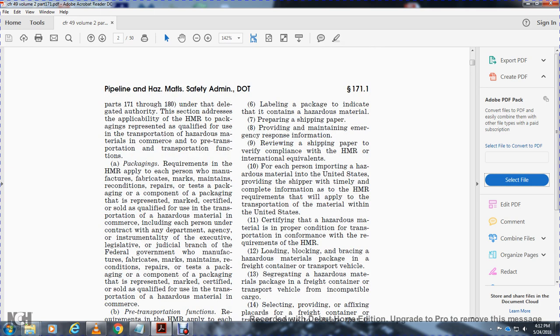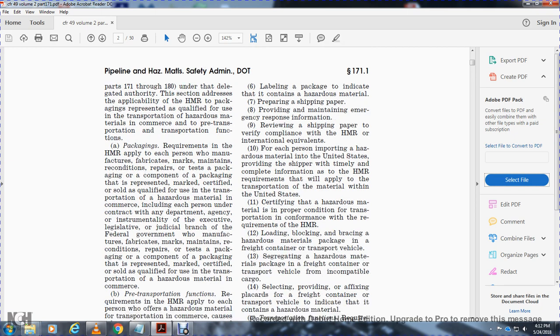Labeling the package to indicate that it contains the hazardous material. 7. Preparing the shipping paper. 8. Providing and maintaining emergency response information. 9. Reviewing the shipping paper to verify compliance with the Hazardous Materials Regulations. Providing the shipper with timely and complete information for the hazardous materials regulations that will apply to the transportation of the material within the United States.